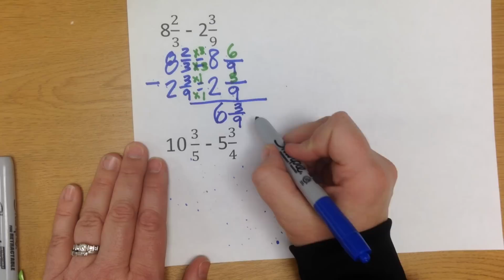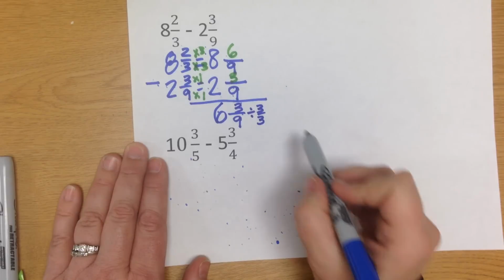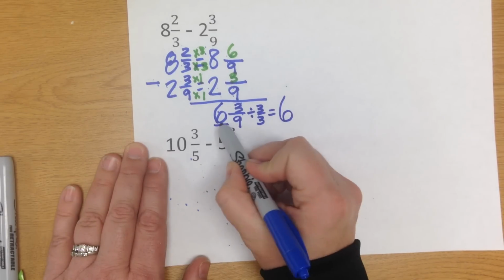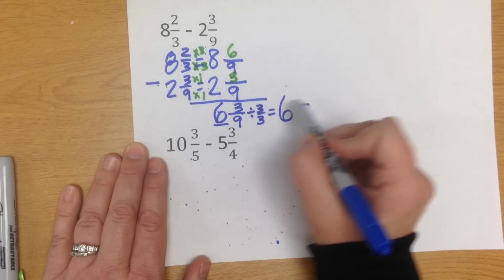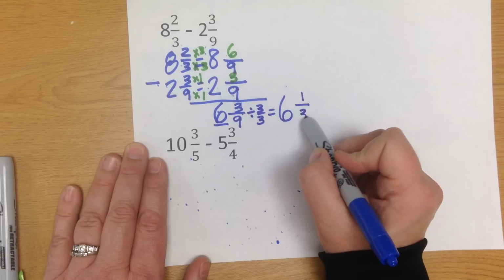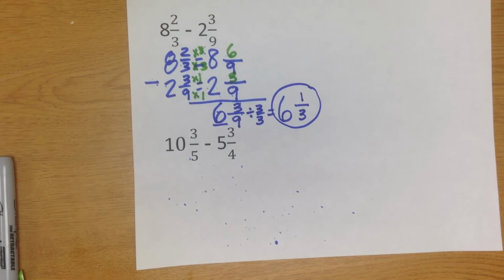However, that's not simplified, so I'm going to simplify it by dividing by the greatest common factor, which is 3. So my answer, and I copy the whole number again, because the whole number did not change. All that changed is I gave a new name to 3/9 by dividing it by 3/3. 3 divided by 3 is 1. 9 divided by 3 is 3. So my final answer, in simplest form, is 6 1/3.